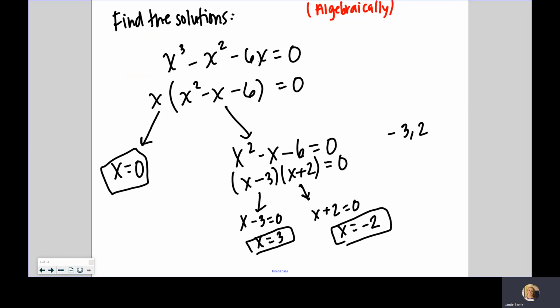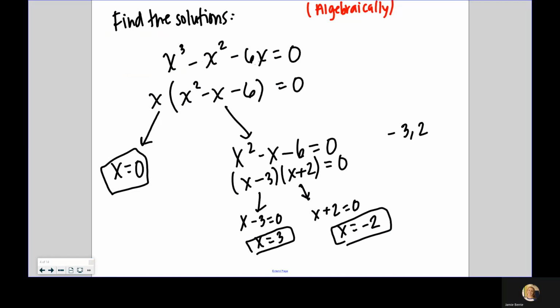So that's how you do it algebraically. If you couldn't factor it, once you got down to this part here, you could use the quadratic formula. Remember, quadratic formula is only for quadratics, so polynomials where the highest exponent is 2. So you could use the quadratic formula from there if you wanted to.